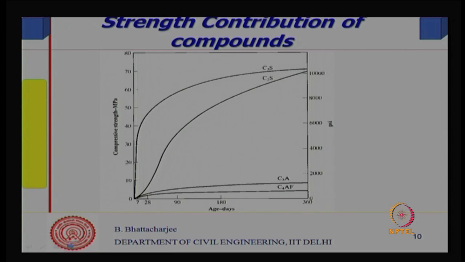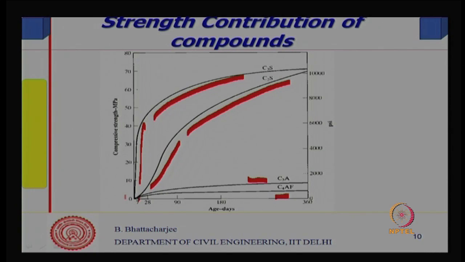So, if we look at strength development, C3S is responsible for early strength development. C2S initially does not contribute, the rate of strength development is not much. It follows like this, and C3A contribution to strength is less and C4AF contribution to strength is even less. So, initial strength, normally within 7 days, comes from C3S.